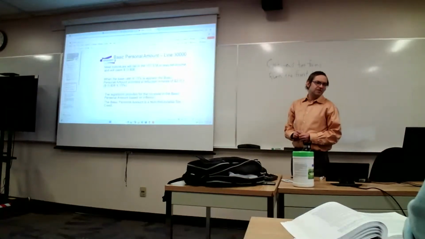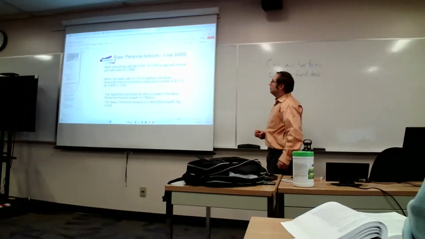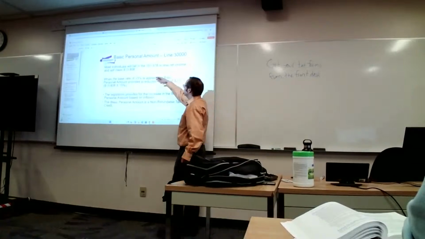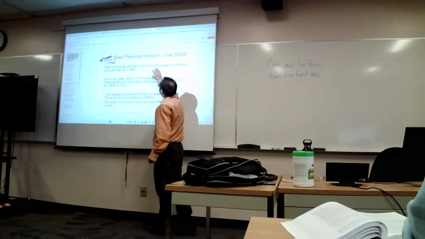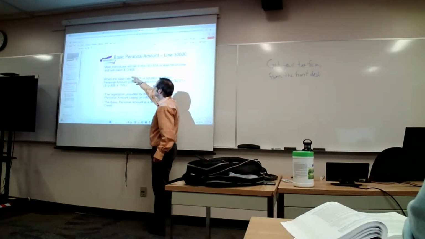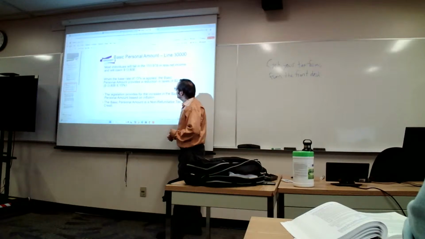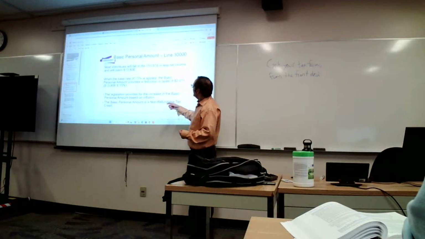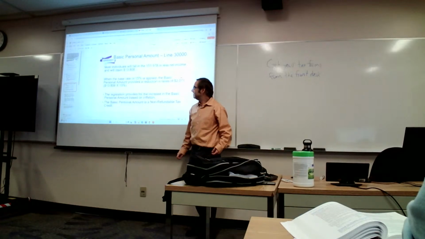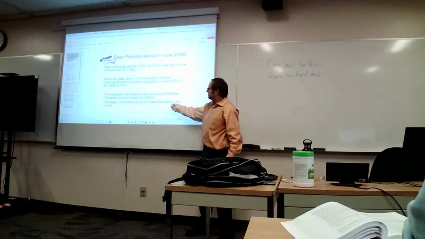So, like I said, most individuals have incomes that fall lower than $151,978, so they'll claim the $13,808. And like I said, if we apply a 15% rate to that, we get a reduction in taxes of approximately $2,071. Make sense?